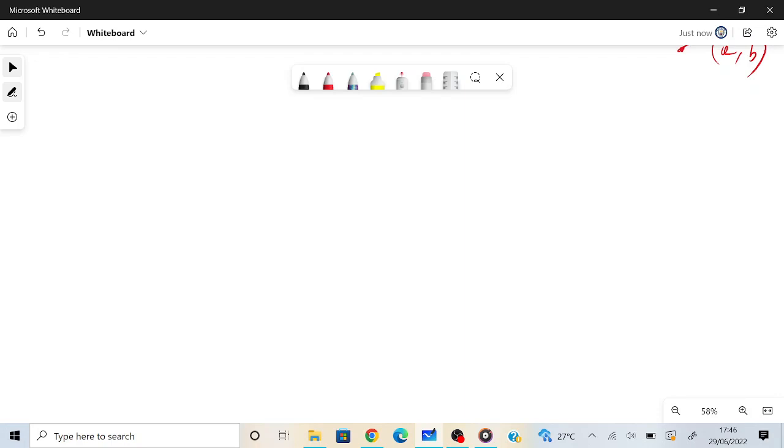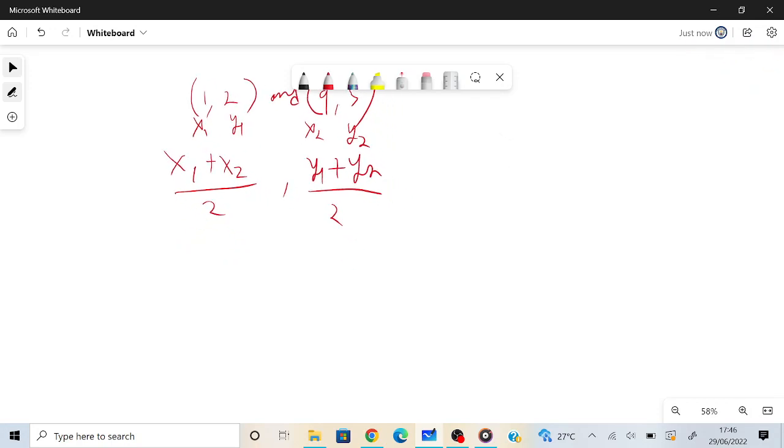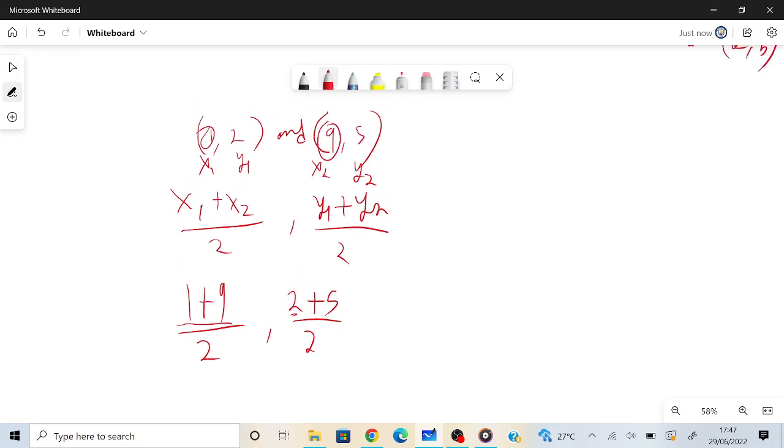The first example says I need to find the midpoint of the line with the coordinates 1, 2 and 9, 5. Now we know our formula: x1 plus x2 over 2, comma y1 plus y2 over 2. This is our x1, this is our y1, this is our x2, this is our y2. So substituting the values into the formula, we will now have 1 plus 9 over 2, comma 2 plus 5 over 2. x1 is 1 and x2, your second x coordinate, is 9, and y1 is 2 and your second y coordinate is 5.